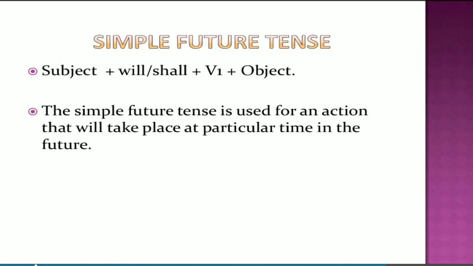So it's coming in the future. Subject plus will or shall plus v1 plus object. The simple future tense is used for an action that will take place at a particular time in the future. We are expressing that something is going to take place. I will go to Murikashiri tomorrow. I will go to Toprangudi tomorrow. So it is something that is going to take place tomorrow, so I am expressing it.